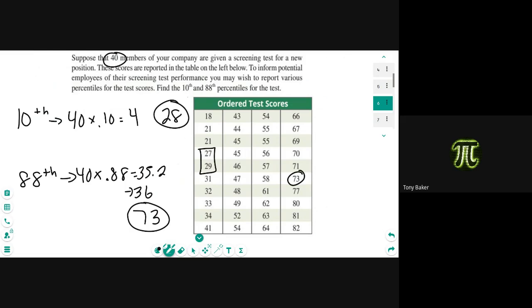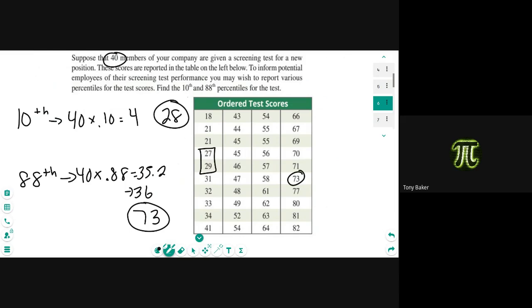Now, 36 and 71. 40, 39, 38, 37, 36. So you wouldn't do anything with 73, which the answer would be. The answer is 73. Yes, the answer is 73.